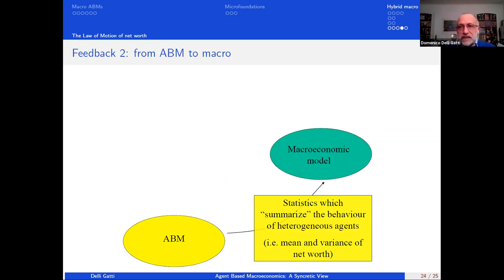The agent-based model is capable of generating the statistics which summarize the behavior of the distribution, essentially the moments of the distribution itself. We limit ourselves to the mean and the variance that feed into the macroeconomic model so that the model can be closed and the equilibrium can be recomputed.